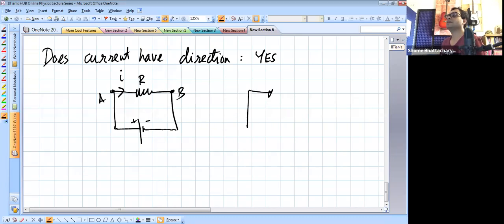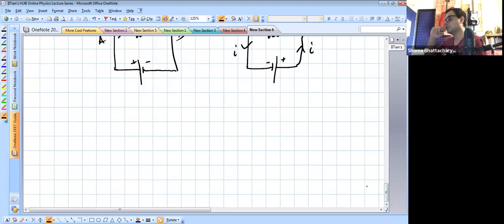Whereas if I had connected the same thing like this, then in this case the current would flow in this direction. It would flow from B towards A. It would flow like this now in this circuit. So in that sense, yes, you can say it has a direction. It flows from higher potential to lower potential. But does that necessarily mean it's a vector? So let's try and understand.